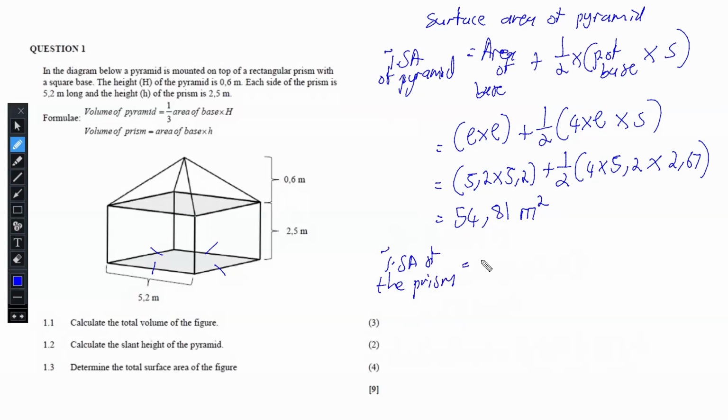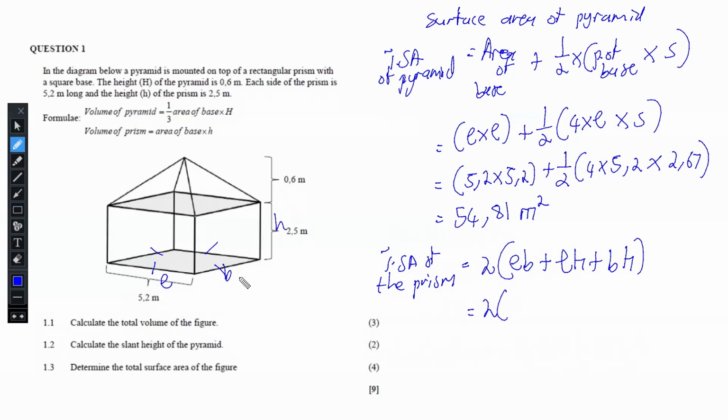And then for the total surface area of the rectangular prism, we do know that there will be 2 length times breadth plus length times height plus breadth times height. So we have 2. This is our length, this is our breadth, this is our height.